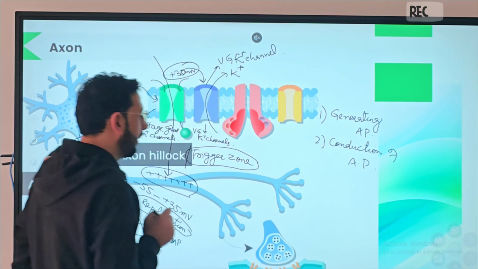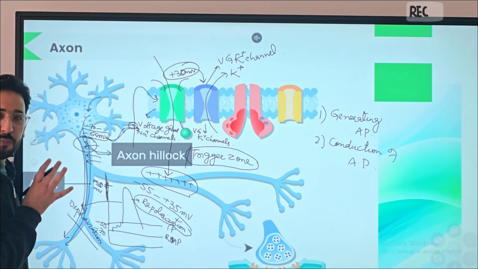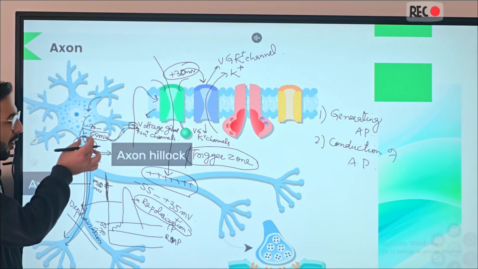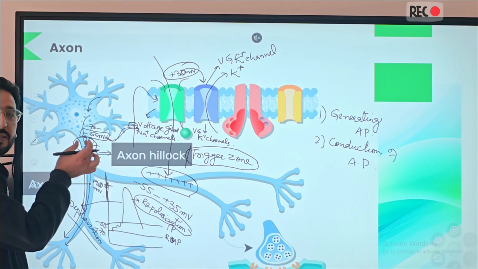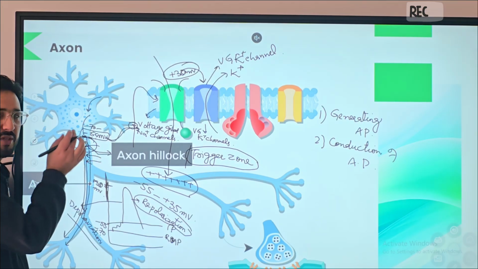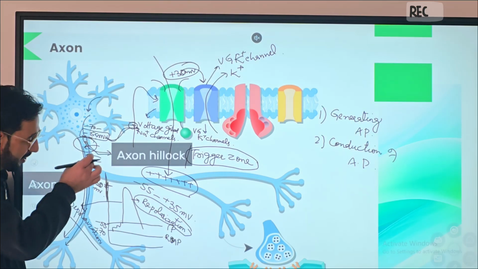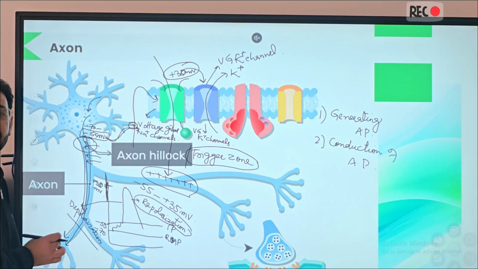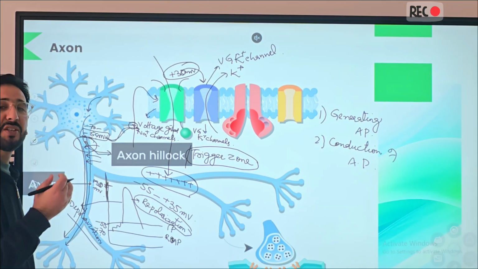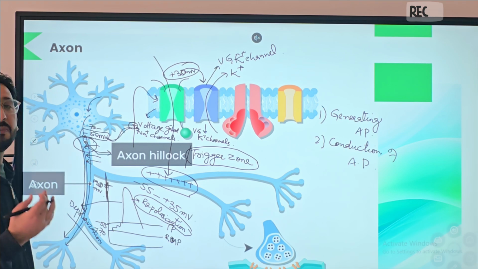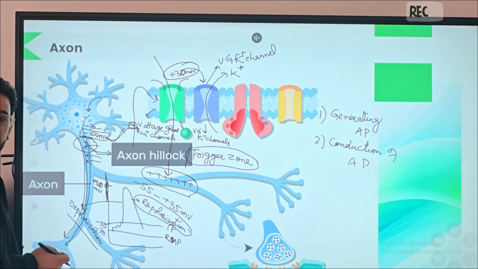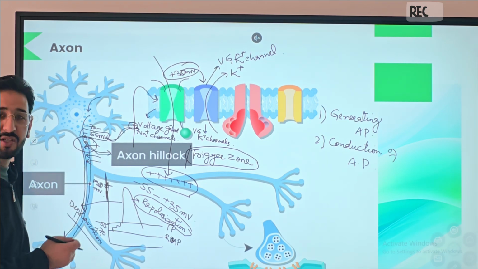Now, what is generating the action potential? The opening of a lot of voltage gated sodium channels in the axon hillock. We have generated the action potential. Now that action potential is conducted towards the axon terminal, because we need this plus 30 millivolt to reach the axon terminal. It has a very important function there.